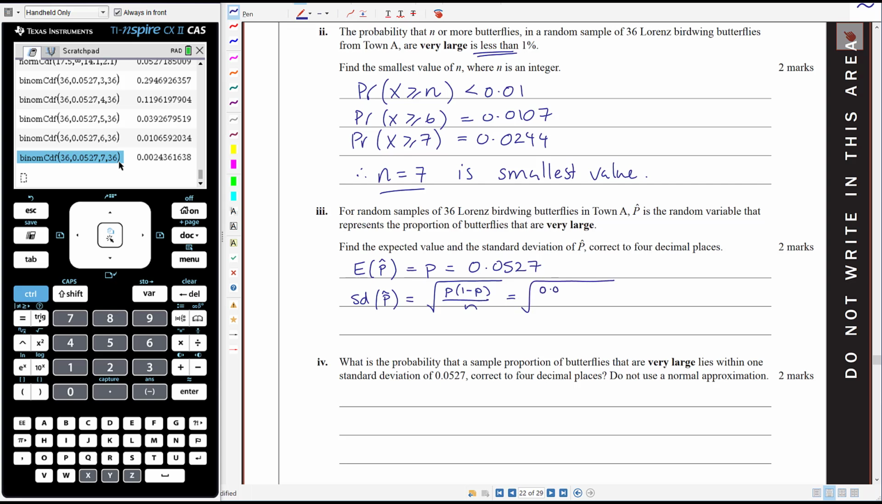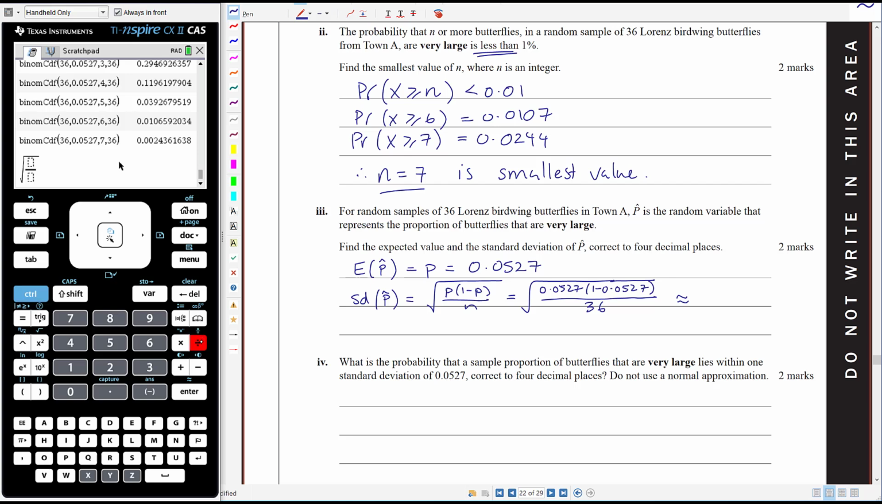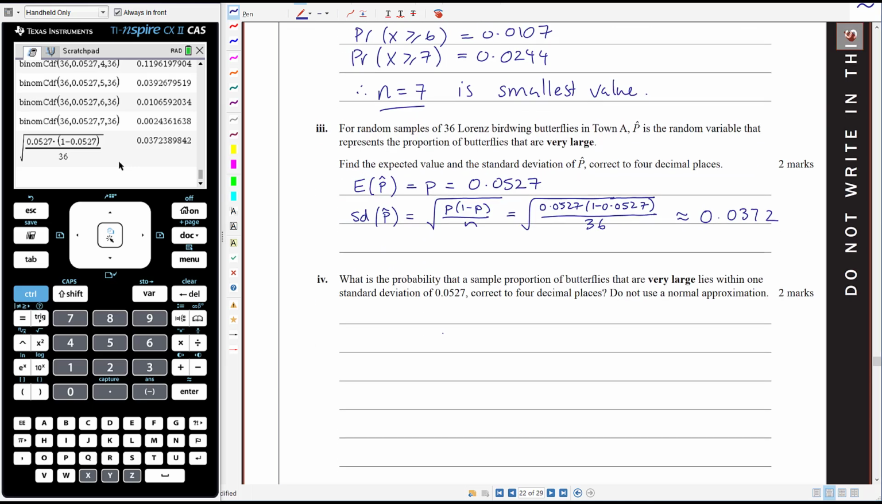Square root of 0.0527 times 1 minus 0.0527 over 36. Okay, so square root of 0.0527 times 1 minus 0.0527 all over 36 is, correct to 4 decimal places, 0.0372. Okay, so just 2 marks for those 2 answers.